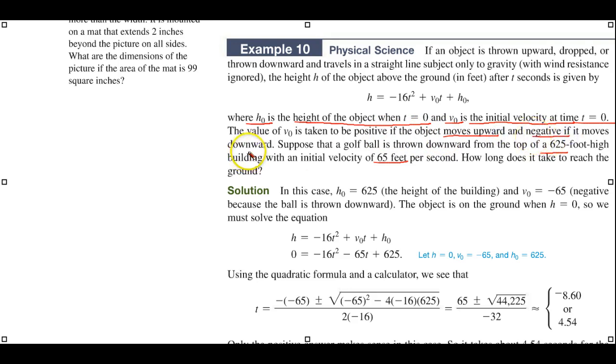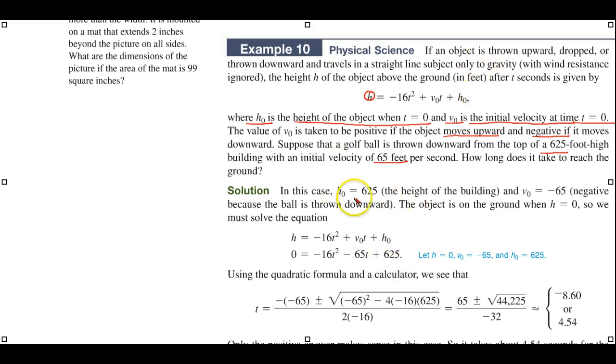if it moves downward. Now, suppose that a golf ball is thrown downward from the top of a 625-foot high building with the initial velocity of 65 feet per second. How long does it take to reach the ground? Well, your h here is going to be a 0. That's the ground. And there's the formula for time so far. And your initial velocity when you're starting off is 65 feet per second, and it's being thrown downwards, so that's negative 65. And the height of the tower you're throwing it from is 625.